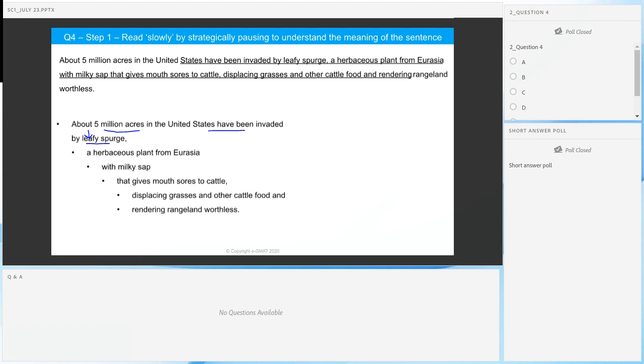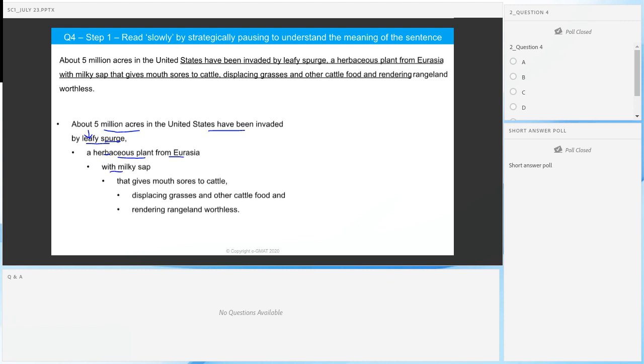However, as always, our writer or author is kind enough to explain such foreign expressions to us because not all of us are masters in botany or plant science or whatever. So the author explains to us what leafy spurge is. A herbaceous plant. So herbaceous, I think it comes from herb. Maybe it looks like a herb, a smaller plant, maybe whatever. Does not matter if we don't know the dictionary meaning of it. But yes, I know that it's a plant from Eurasia with milky sap.